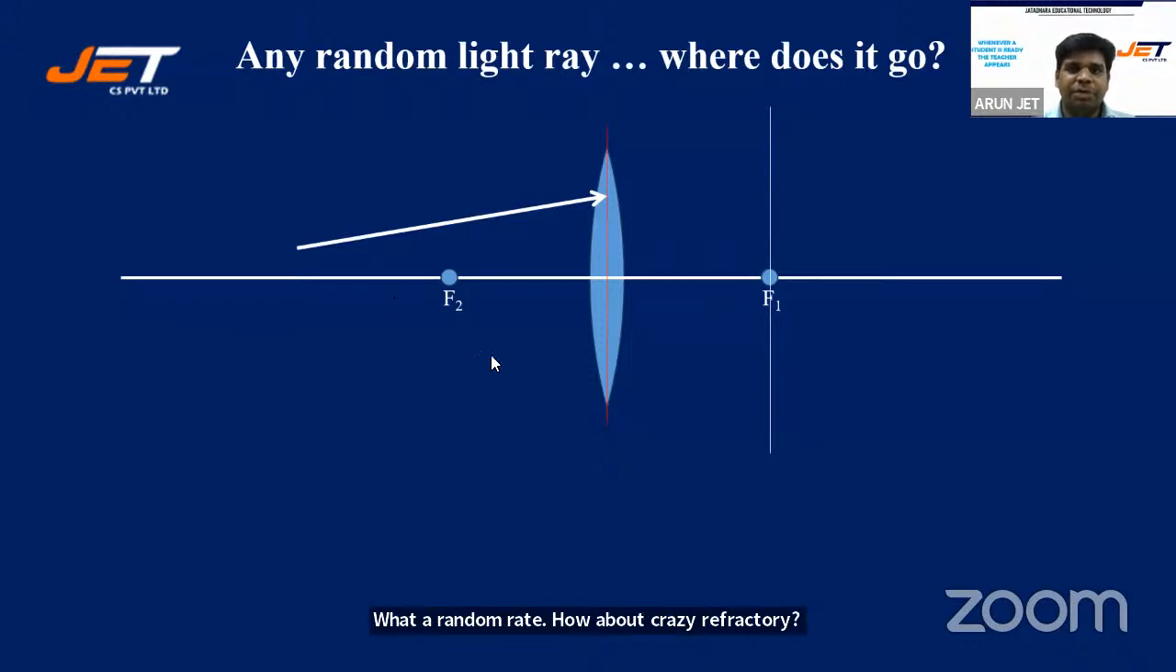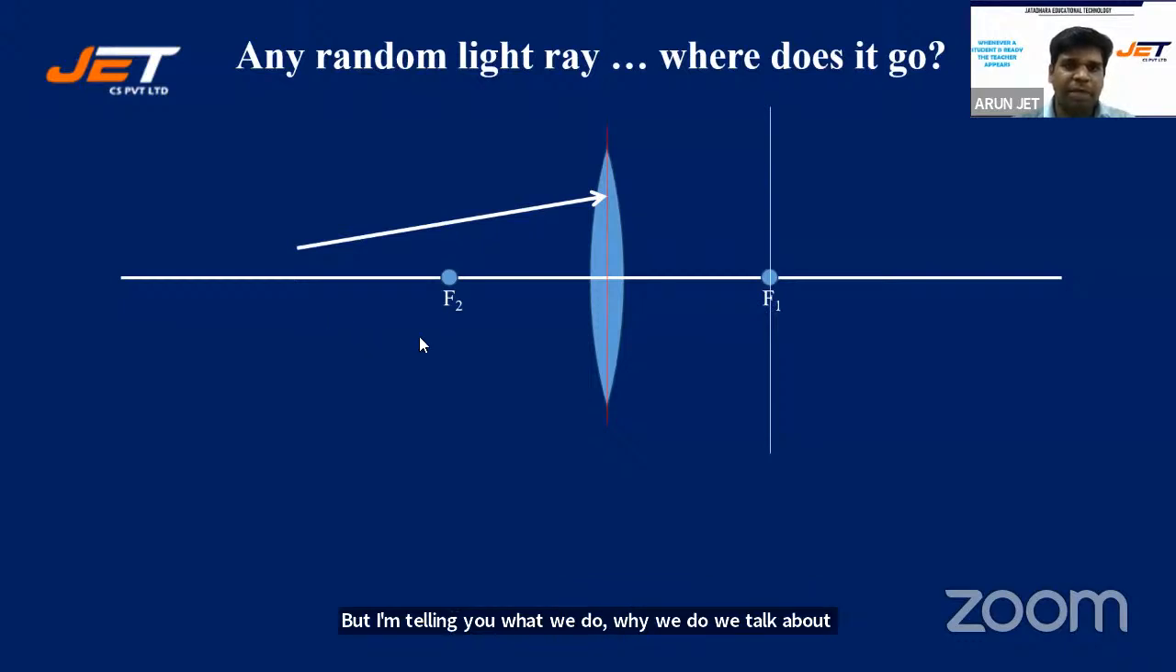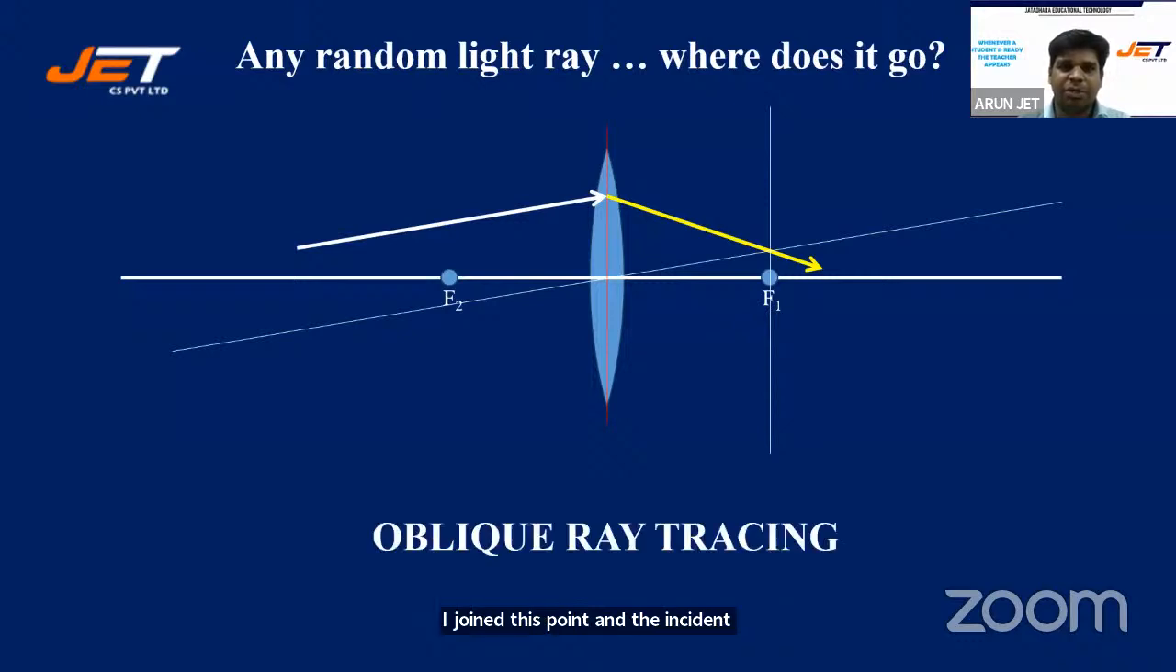This is how we do. What I do and why we do, later. But what I do, I'll tell you now. What and why, two questions always, students. But I'm telling you what we do. Why we do, we'll talk about it later. Now I take a line parallel to the incident ray passing through the optic center. This will intersect the focal plane at this point. I'll join this point and the incident ray. I'll get the refracted ray. All right. This is called oblique ray tracing. We'll heavily use oblique ray tracing in intermediate, students. To crack good problems, to crack tough nuts, we'll use oblique ray tracing.